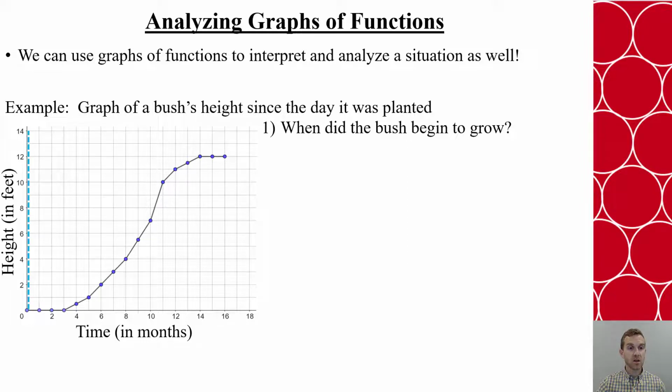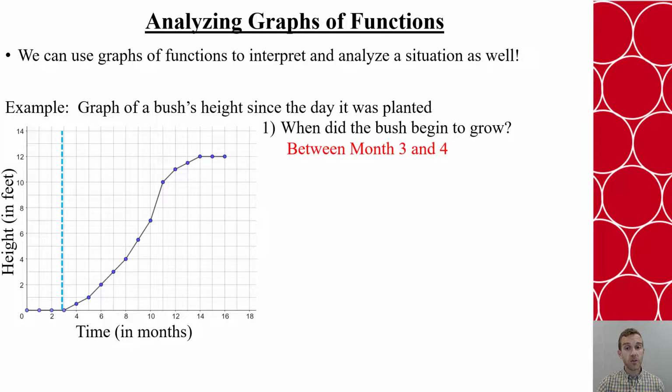So if we follow our graph from left to right, because this is time 0, we see it starts to take off, then we get to month 3, and then the graph starts to go up. The height begins to go up. That means the plant is starting to grow at that point. So between months 3 and 4, the bush began to grow.